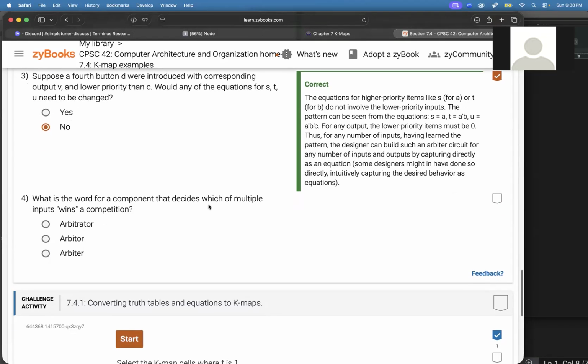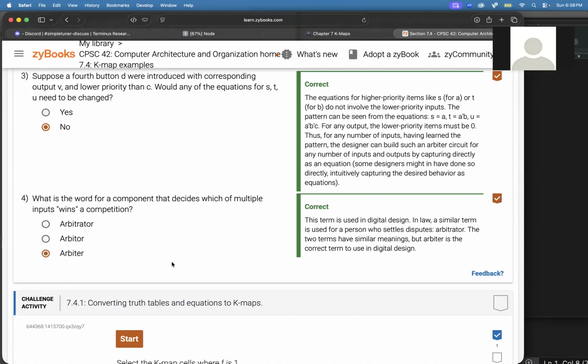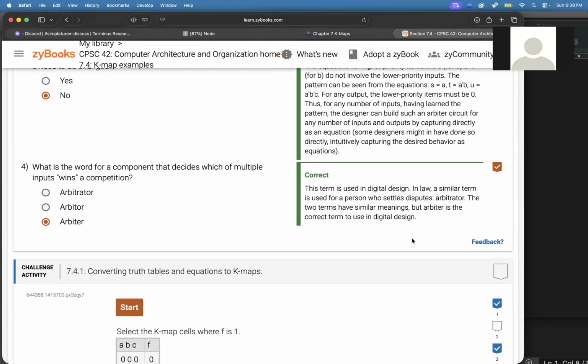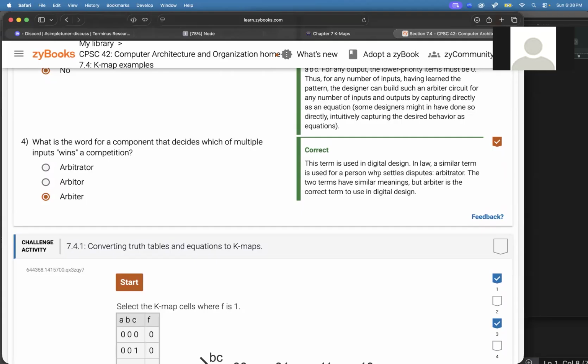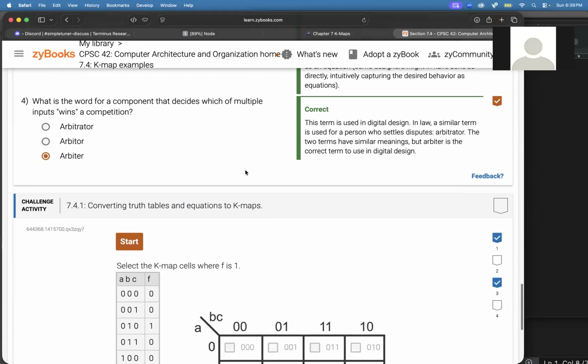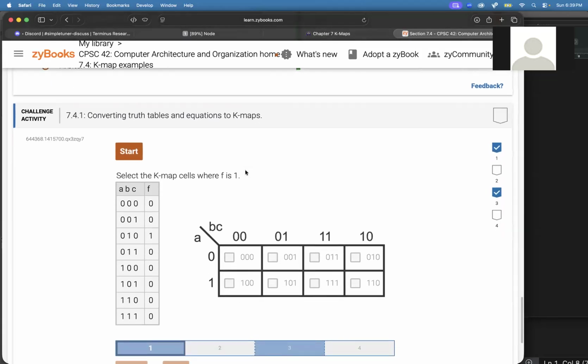What is the word for a component that decides which of the multiple inputs wins? Is it an arbitrator or an arbiter? Okay, this is spelling. It says in law, a person who settles disputes is the arbitrator. I think I've heard in chess, if you're having a chess tournament and somebody is running the tournament, I think they're called arbiters, actually, not arbitrators.